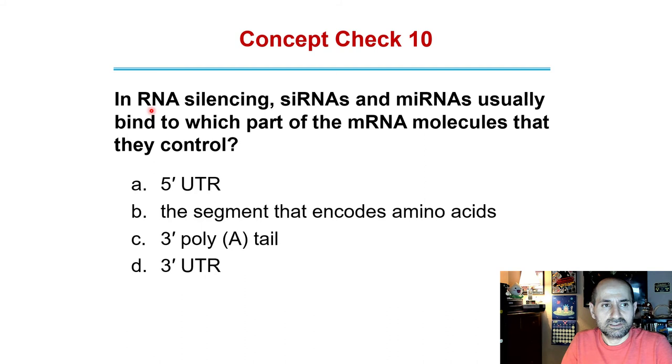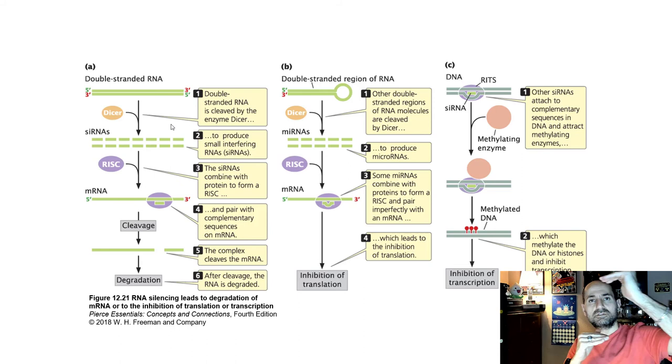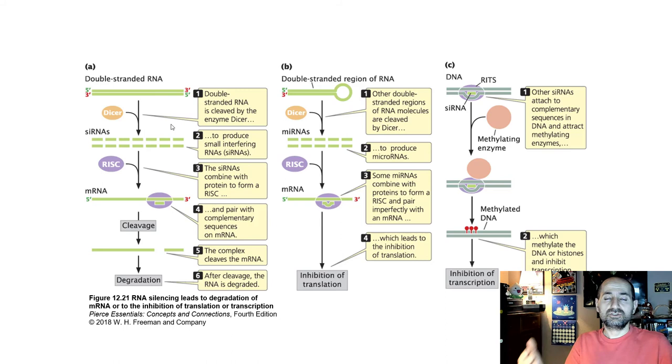But in RNA silencing, remember we touched on this a little bit before. I told you a little bit about RNA silencing with siRNA, miRNA, CRISPR, stuff like that. In RNA silencing, siRNAs and miRNAs, short interfering RNAs and microRNAs, usually bind to which part of the mRNA molecules they control, and that is the 3' untranslated region of the mRNA. So take a look here. This is another level of gene expression.